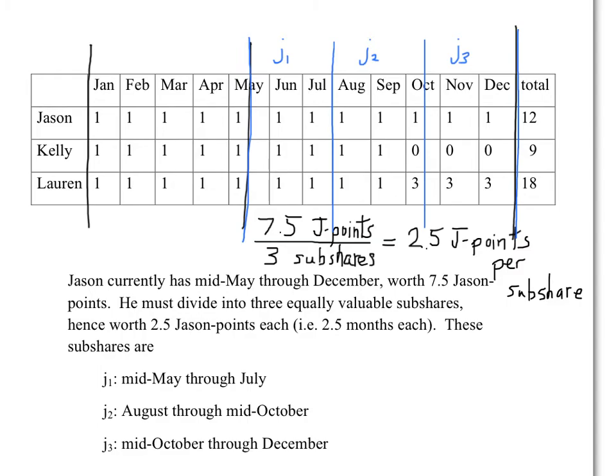We are now ready for Lauren, the chooser, to re-enter the scene. She will select one subshare from Kelly and one subshare from Jason. Kelly will be left with 2 of her subshares, whichever ones Lauren doesn't take, and Jason will be left with 2 of his subshares, whichever ones Lauren doesn't take.